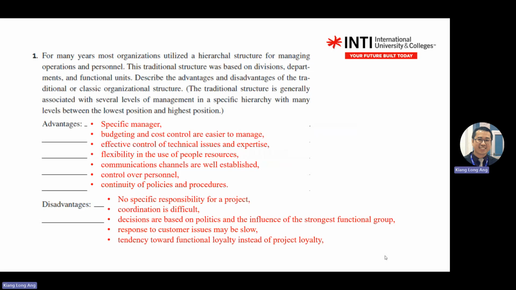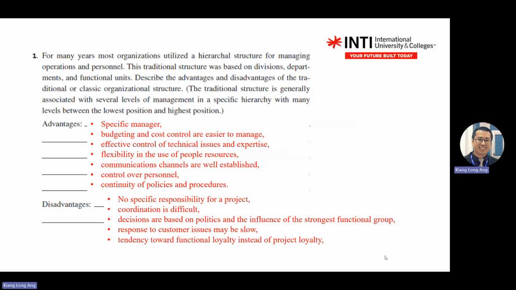So this one, the influence of the functional group is strongest. Response to customer issues may be slow. There is a tendency towards functional loyalty instead of project loyalty. This one is more on loyalty; the loyalty is to the functional group. So for advantages and disadvantages, you can elaborate on loyalty.